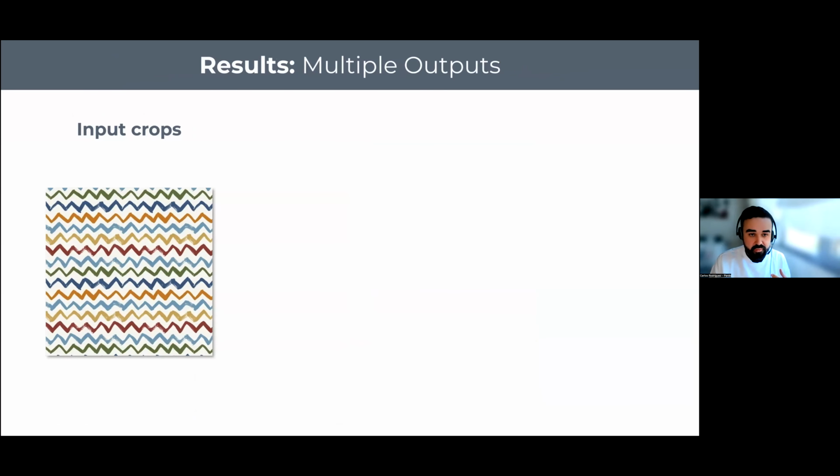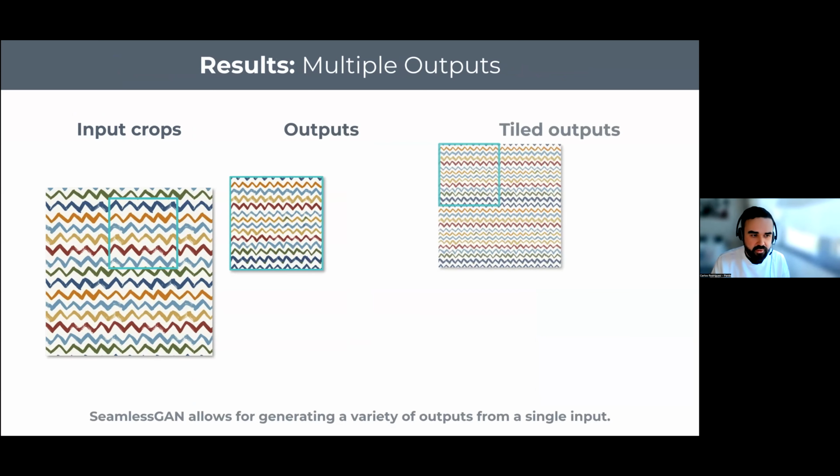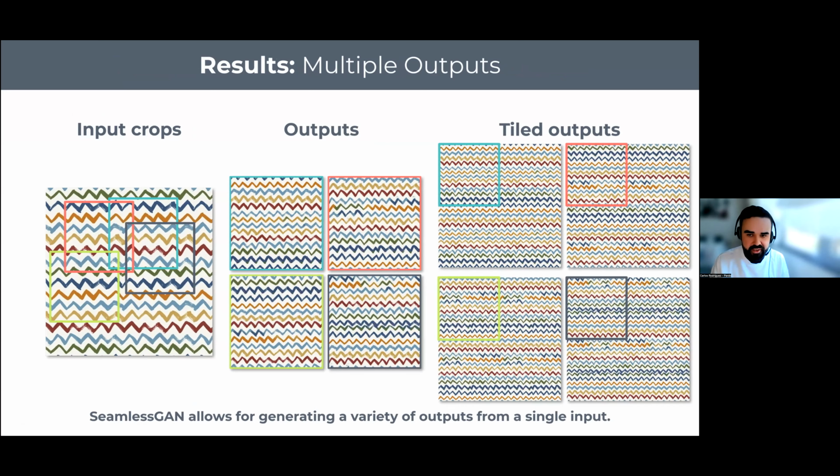SeamlessGAN can also produce multiple outputs from the same input. To do so, you only have to crop different parts of the input. For example, if you crop this blue crop of the texture, you will get this result. If you crop different parts, you will get different results. So it provides you with the ability to add some variety to the textures you produce.